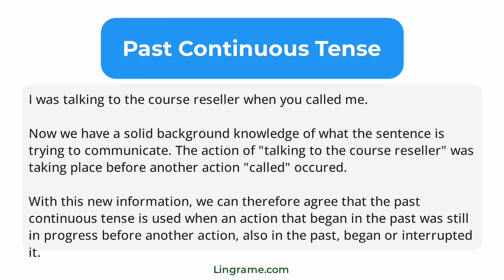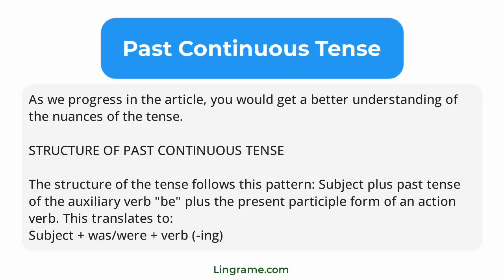With this new information, we can therefore agree that the past continuous tense is used when an action that began in the past was still in progress before another action, also in the past, began, or interrupted it. As we progress in the video, you would get a better understanding of the nuances of the tense.